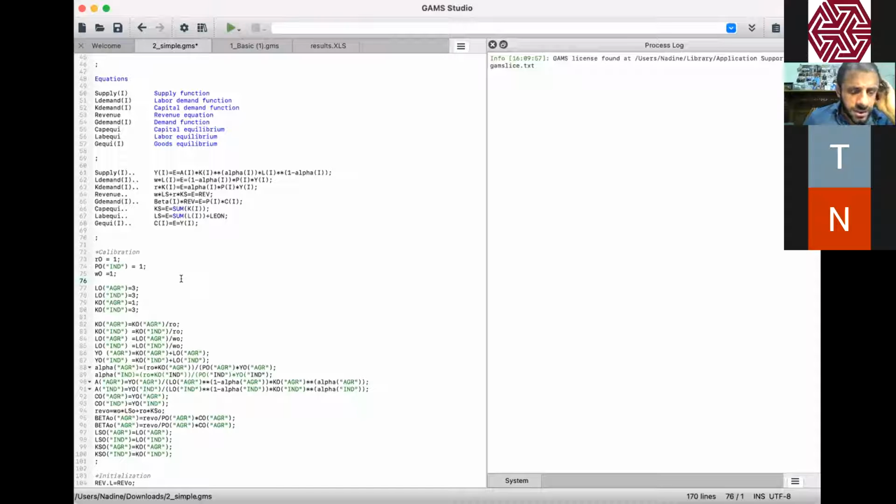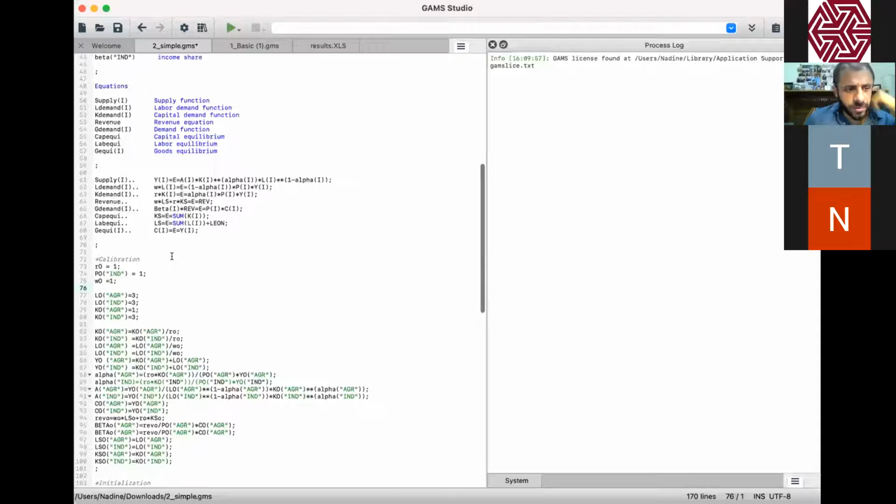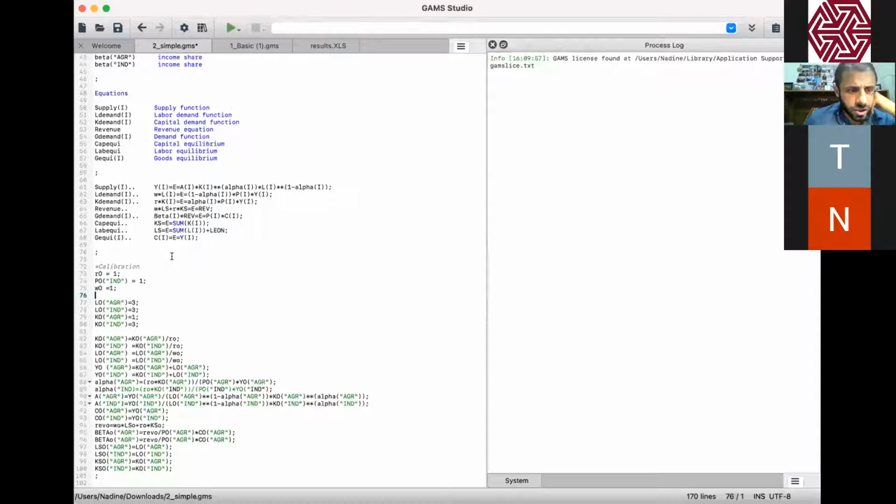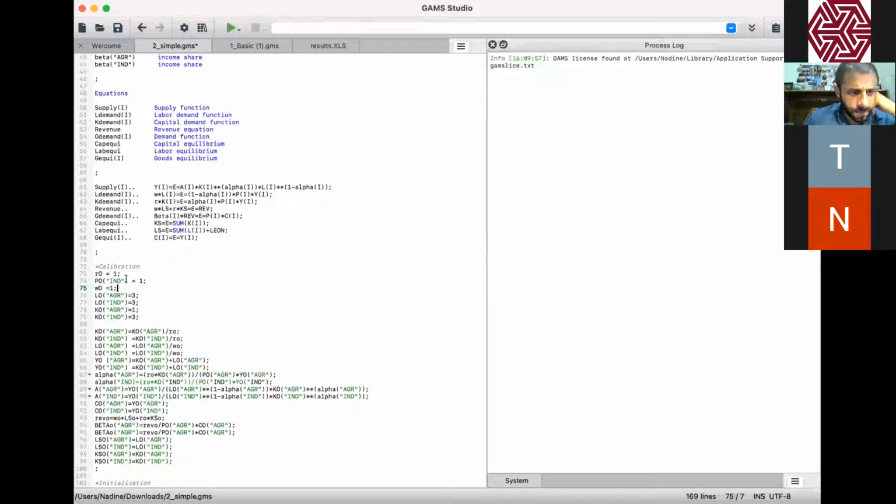I mean, for prices, no need to have the quotation marks. You can remove them because it will be indexed over I in the calibration part. In the calibration, I can delete the quotation marks with industry and replace it with I. But then this would mean that both sectors are the numeraire or no. Just, okay, I got it.